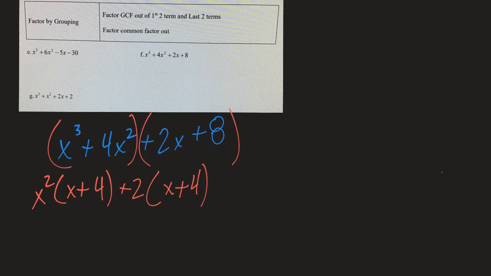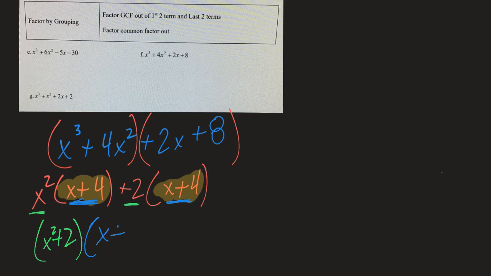Again, at this point, we can check our work. We know that these are supposed to be matching. And we see that, hey, they're both x plus 4s, so we're good to go. Let's keep moving on. We're going to combine x squared and this plus 2 to make x squared plus 2 a single factor. And then we'll take these highlighted pieces as our other factor. And there we go. We've got this one factored out.